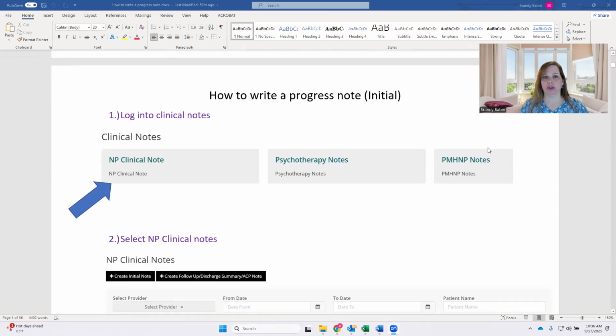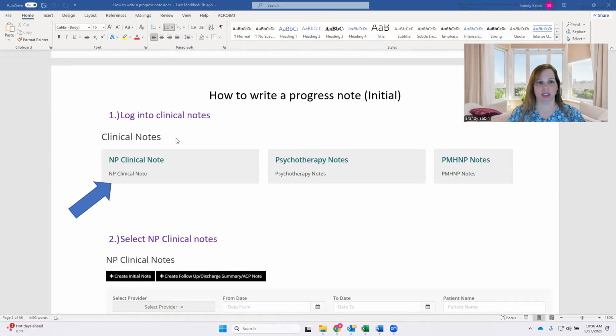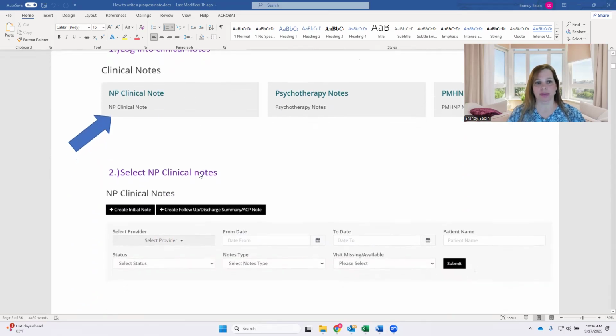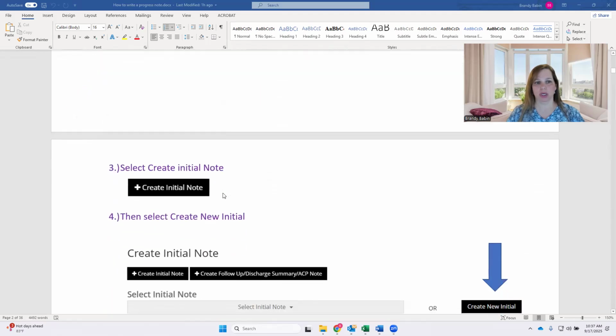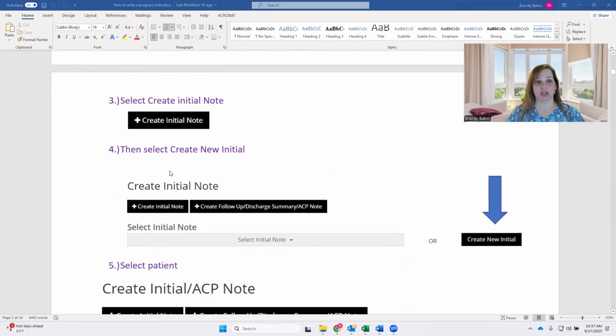So first, how we're going to write a progress note. We're going to log in to the clinical notes. That's where we want to be at. And when we log into the clinical notes, we're going to choose the NP clinical note. Once you click on this, it will give you this screen, and we have the option of creating an initial note or a follow-up note. So we want an initial note. Our first note will be an initial, and we're going to click on the initial note.